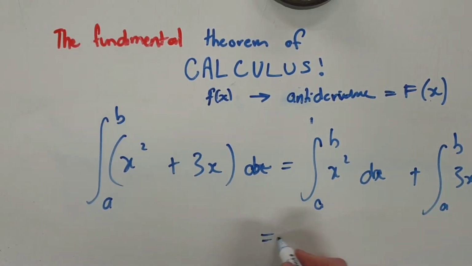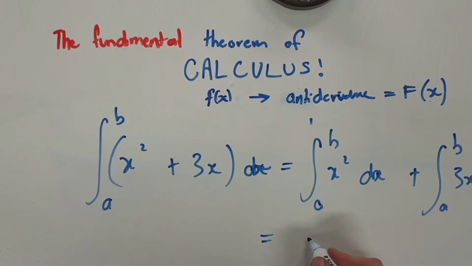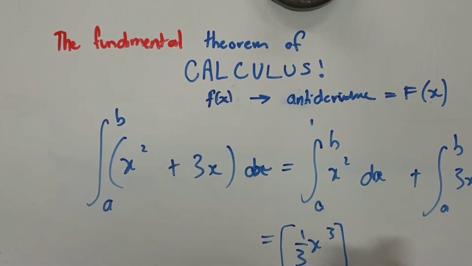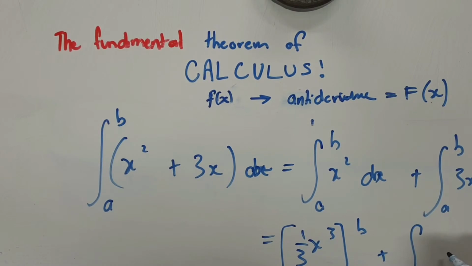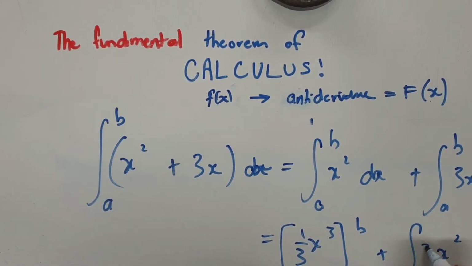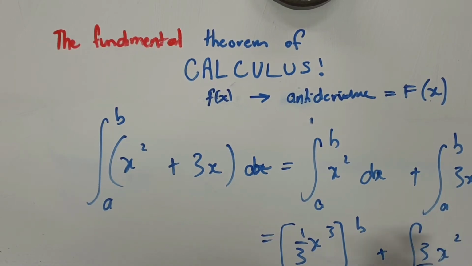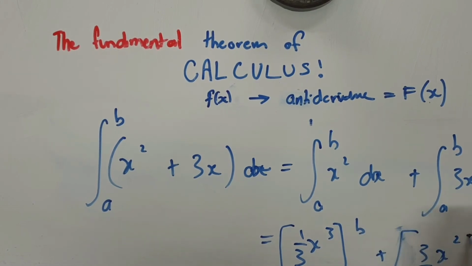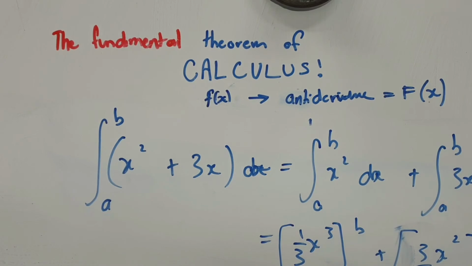So we'd go then, well, the integral of this is going to be x cubed and then 1/3, from a to b, plus the integral of this. So I'm going to add a power to there, so it's going to be x squared, okay, divided by 2, so 3 on 2, square brackets from a to b. Okay, so that's really all it's doing.